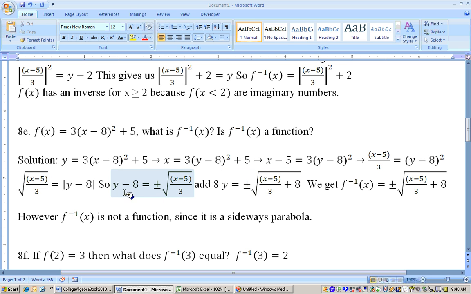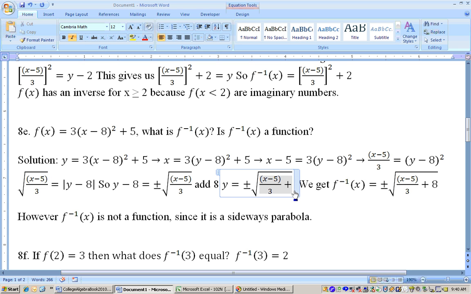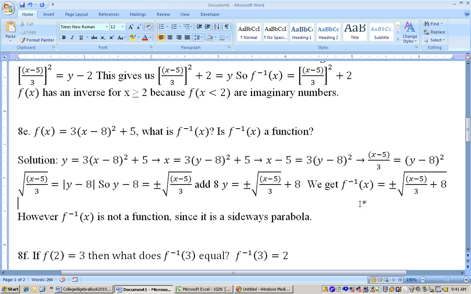So just add the 8. And to tell you the truth, that 8 should not be within that square root. So let me do this. Plus 8 on the outside. There we go. And now that would be my inverse.